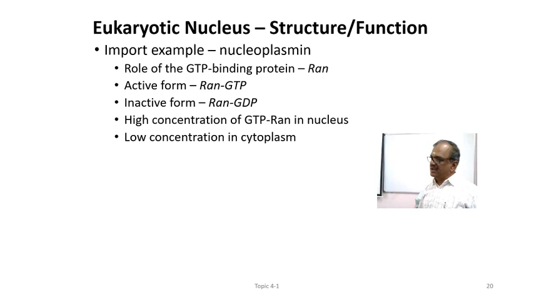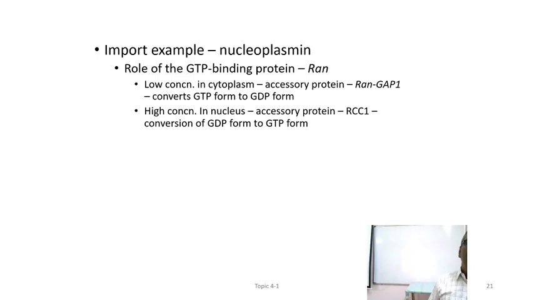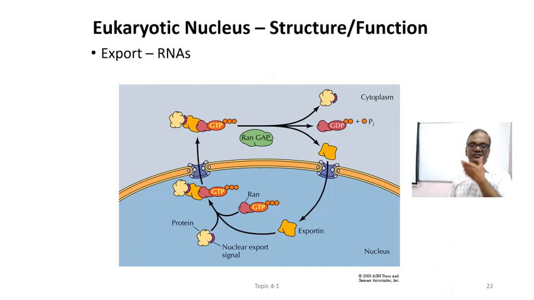There is a higher concentration of RAN GTP in the nucleus, whereas in the cytoplasm it is low. Why are we mentioning this? This is an energy mediated process only. It needs RAN GTP to be converted to RAN GDP. So the higher concentration is always in the nucleus so that it is able to perform the importing of that particular molecule. Low concentration in the cytoplasm, because the accessory protein, RAN GAP1, converts the GTP to GDP. Higher concentration in the nucleus is due to RCC1. It is an active transport. It goes via the conversion of GTP to GDP. That's enough. So this is the whole process.